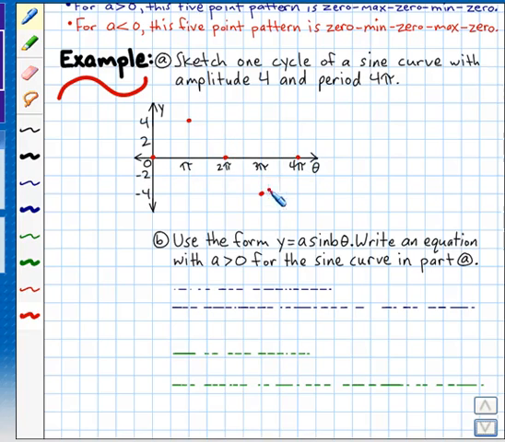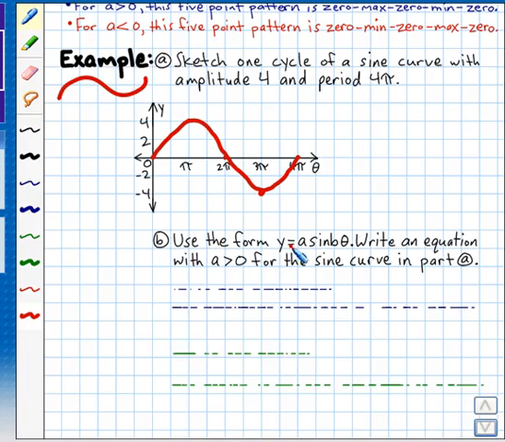So now we've got our 5 points in the 5-point pattern, and all we have to do is connect them with a smooth curve to get our graph. Okay, so here's our graph through one cycle with amplitude 4 and period 4 pi. Now let's move on and try part B.